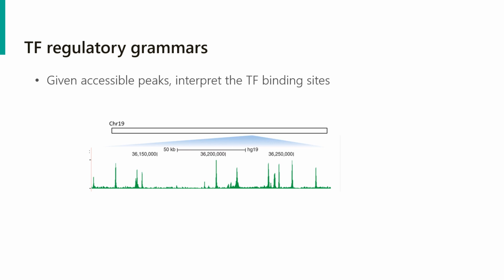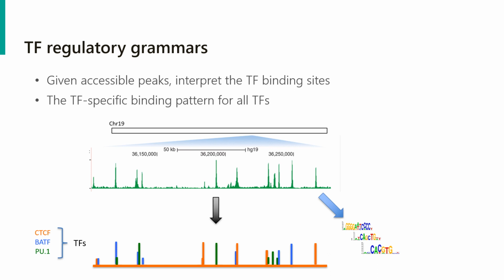A key problem in regulatory genomics is interpreting the TF binding sites in all chromatin accessible peaks, as well as the TF specific regulatory grammars that allow TFs to bind at different locations within the same peak and at different types of patterns across different peaks.